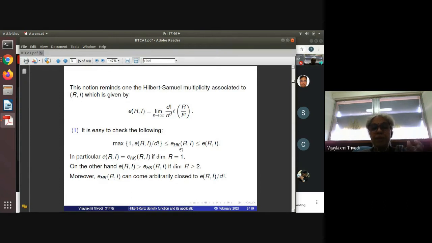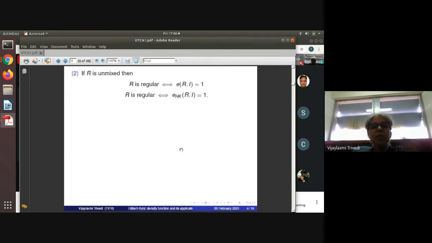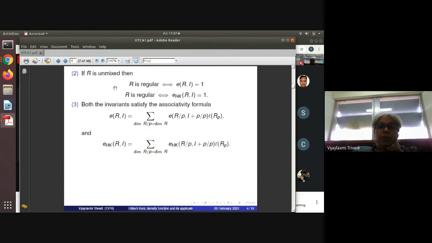So let's compare once again the properties of e and e_HK. I think you have seen some of this in previous talks. One of the main purposes of multiplicity was to look at the regularity of the ring. So it says R is regular if and only if e(R) at I is 1. But the same story holds true for e_HK also. So e_HK is 1 if and only if R is regular. So this does detect the singularity of the ring. Okay, this result was actually given by Watanabe-Yoshida.